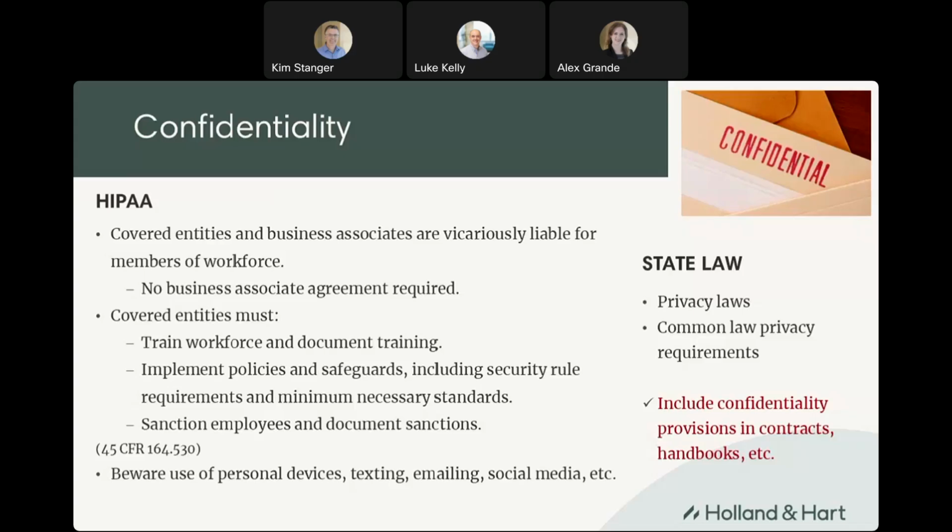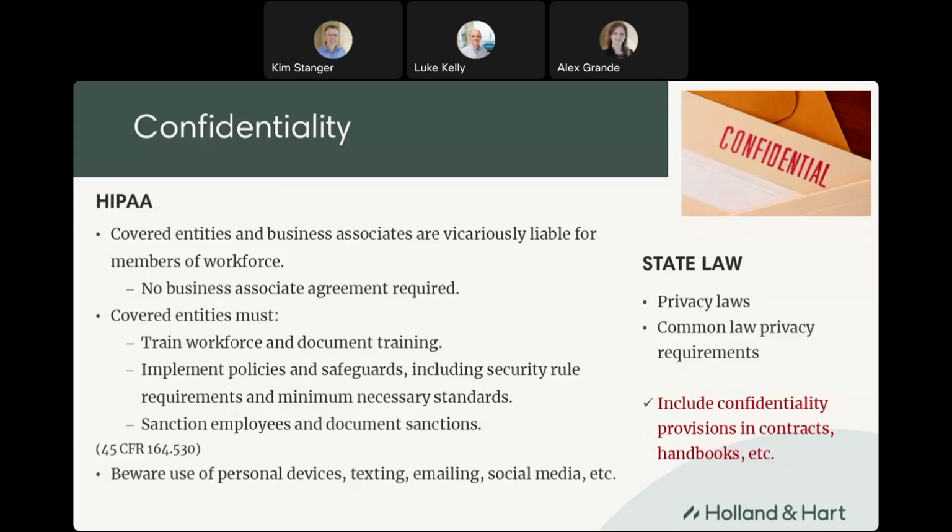You've got to implement policies and safeguards, including security rule policies, especially if they're working from home and the like. You've got to make sure that any of those systems that you set up comply with the HIPAA security rule requirements. You've also got to comply with the minimum necessary standards, which, among other things, require you to implement policies to identify employees by role-based status to determine what records they should have access to and those that they should not. So you should have minimum necessary standards that limit employee access to just those records or that information that they need in order to provide their services. If there are violations under HIPAA, you've got to sanction your employees and document your sanctions. If you fail to do so, then you could be liable for HIPAA violations yourself.